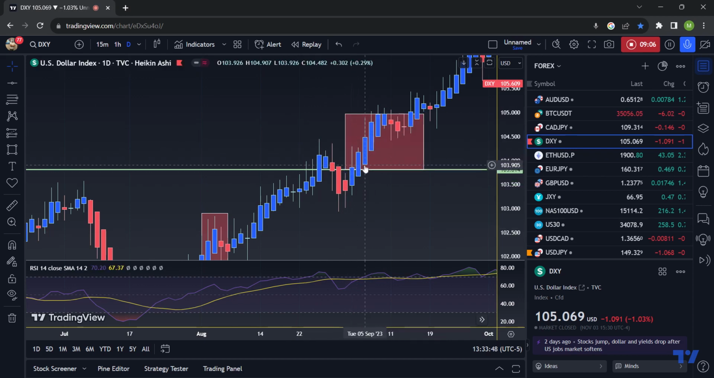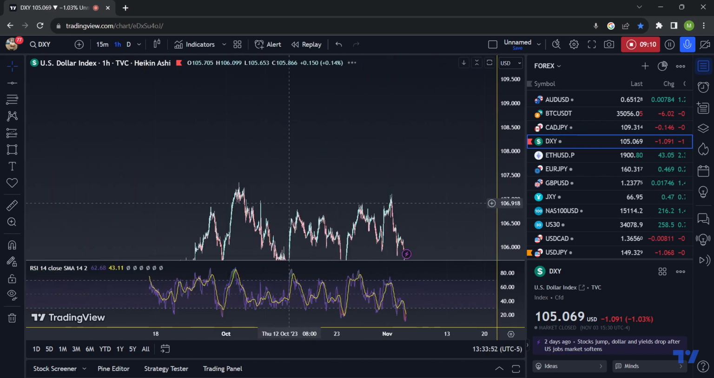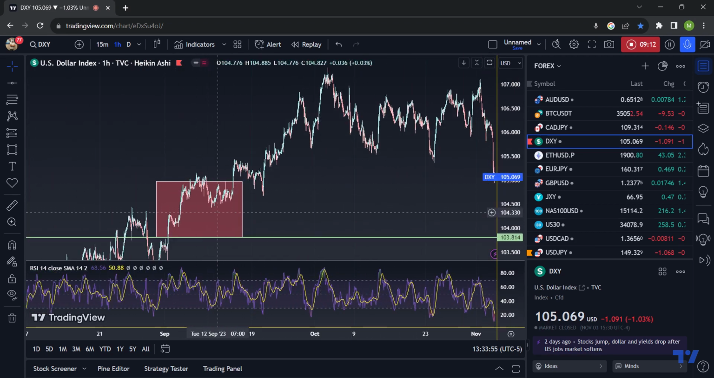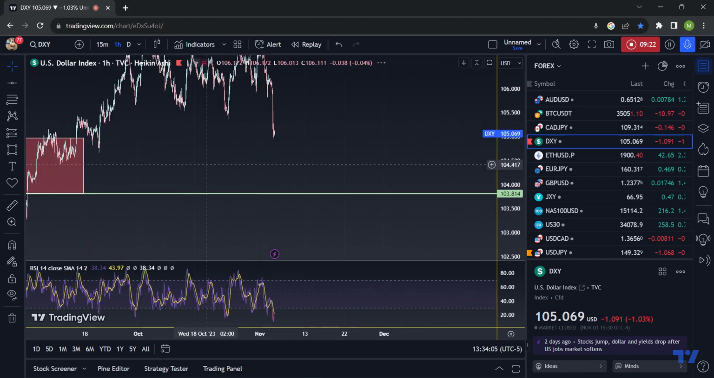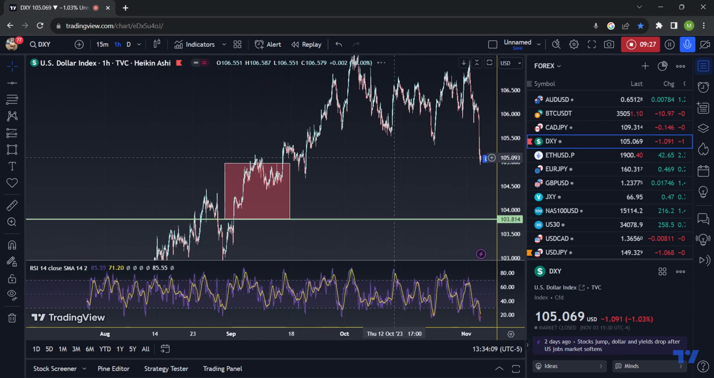So how to get in? I'll use 1 hour right here. You can even use your RSI, like overbought, on the 1 hour, and then you just keep buying, buying. Okay, keep buying. There you go, and where you want to end.